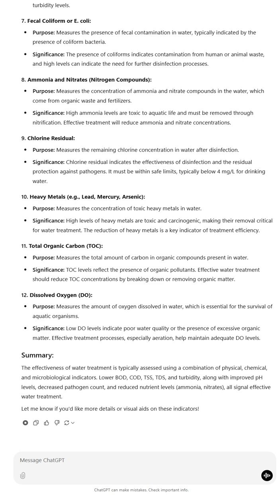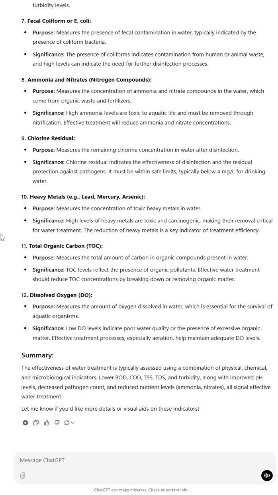11. Total organic carbon. Purpose: measures the total amount of carbon in organic compounds present in water. Significance: TOC levels reflect the presence of organic pollutants. Effective water treatment should reduce TOC concentrations by breaking down or removing organic matter.